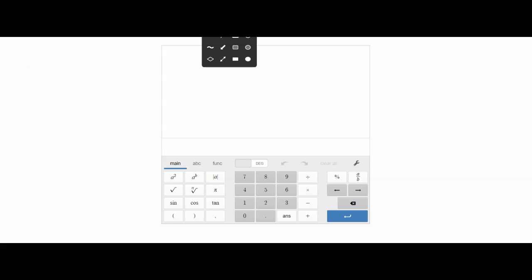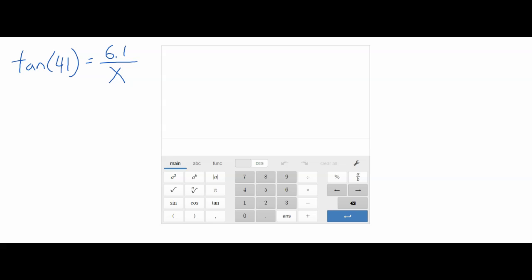Let's just start that all over again. So we had tangent of 41 was equal to 6.1 over X. And we need to figure out what X is. However, let's first talk about what this thing right here is, tangent of 41.